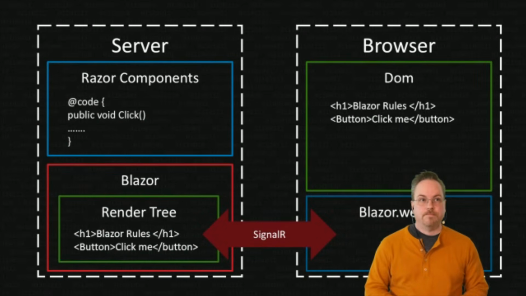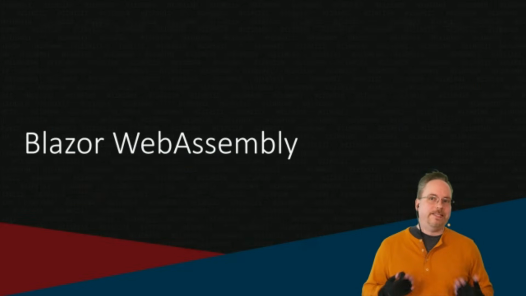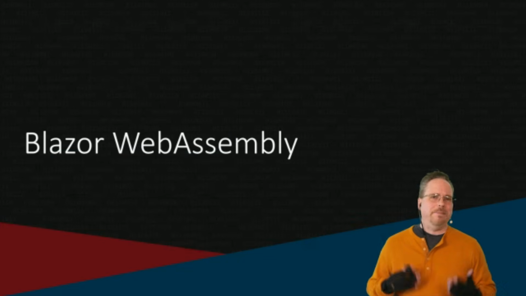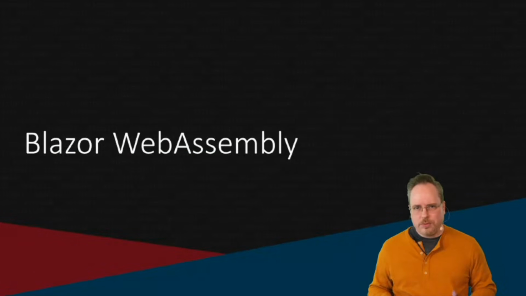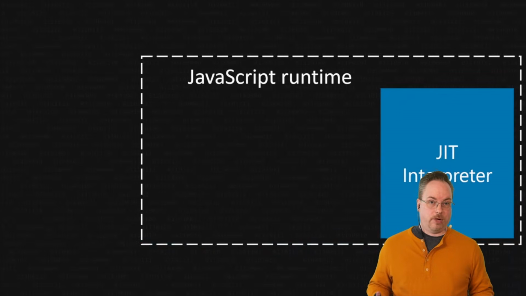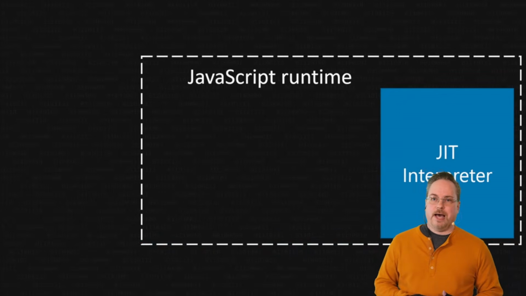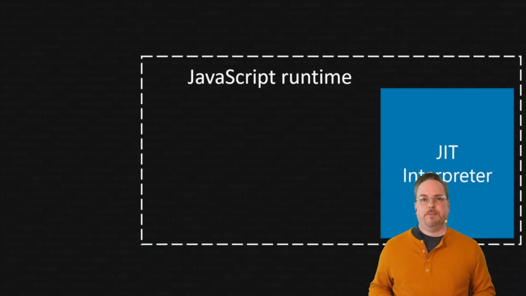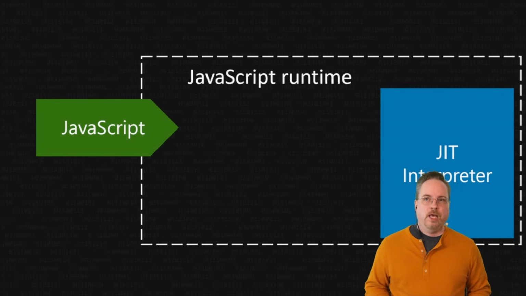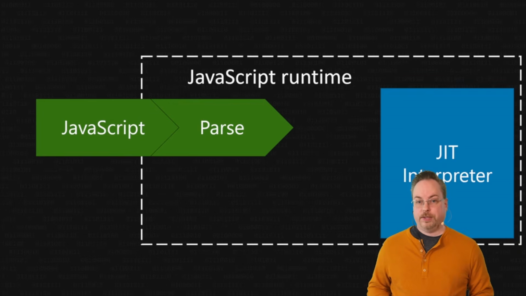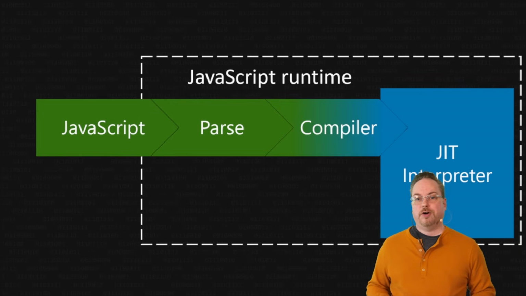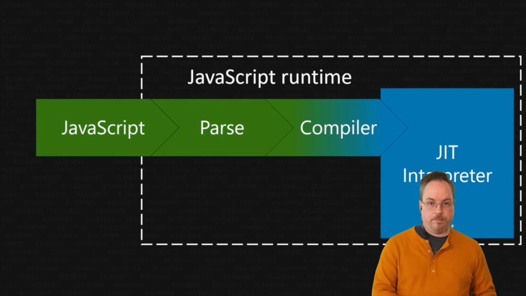Perfect. When it comes to Blazor WebAssembly, we kind of need to understand WebAssembly. To do that, we need to start with JavaScript. When we run JavaScript inside of the web browser, we are downloading the JavaScript, parsing the JavaScript, and then compiling the JavaScript. All this is done inside of the web browser. Then the JIT interpreter is going to be able to run the JavaScript.